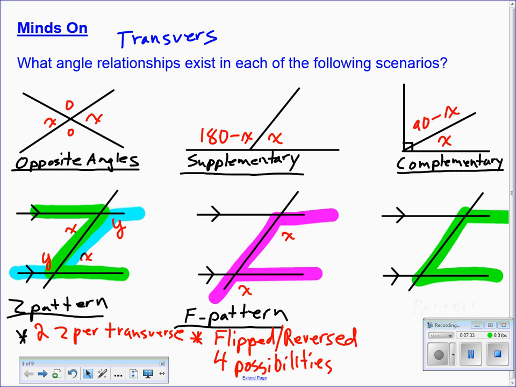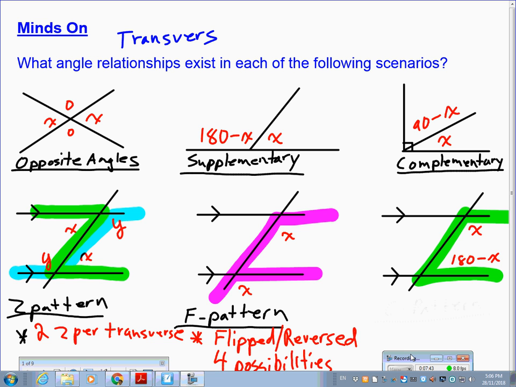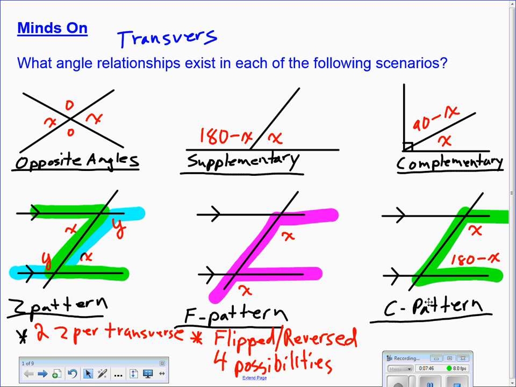Now, the angles that we have here are X and 180 minus X. Some mathematicians would call this the C pattern, also known as the complementary angle configuration. Now, the C pattern is very similar to the Z pattern, as we have only 2 patterns per transversal, per line that cuts across. So remember, this is called the transversal line.